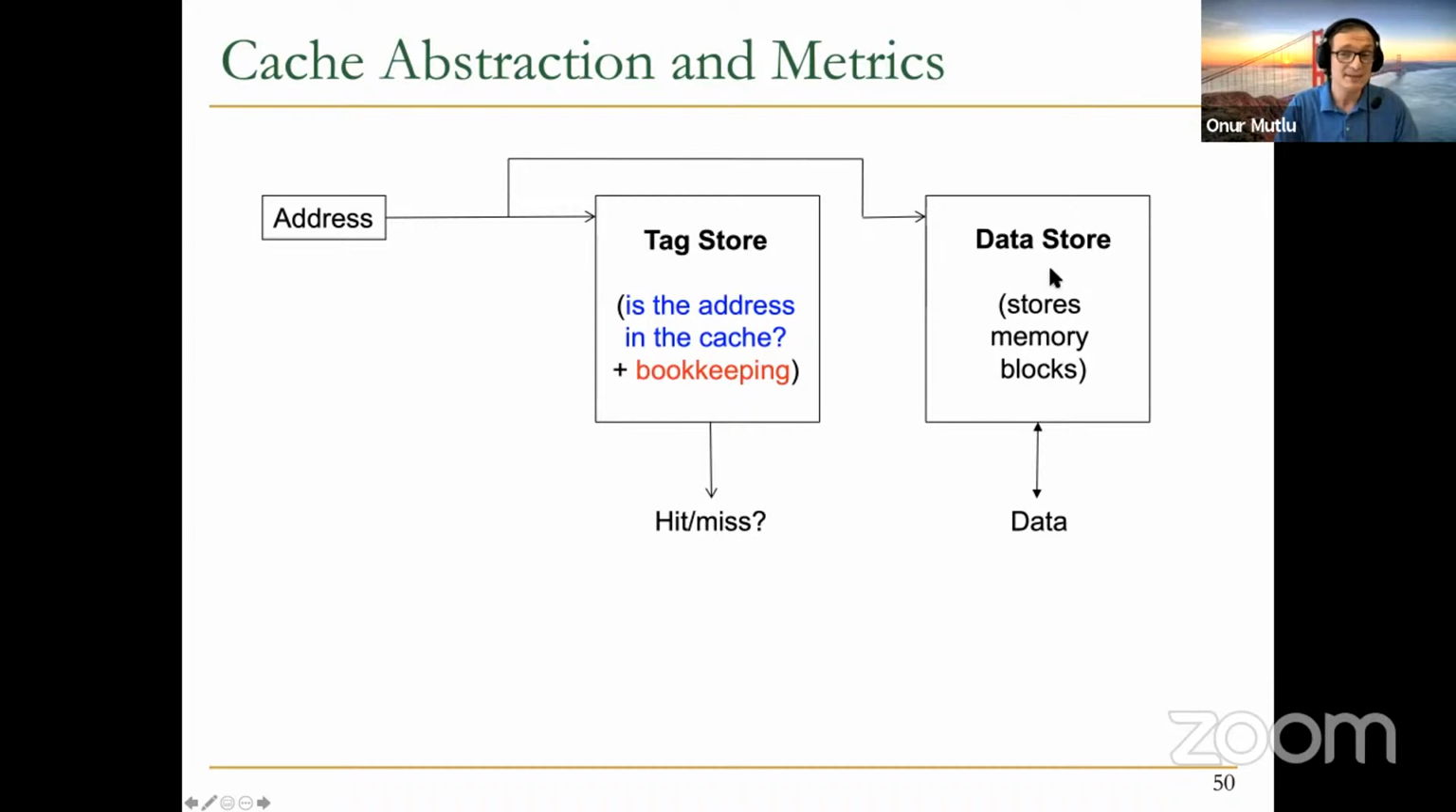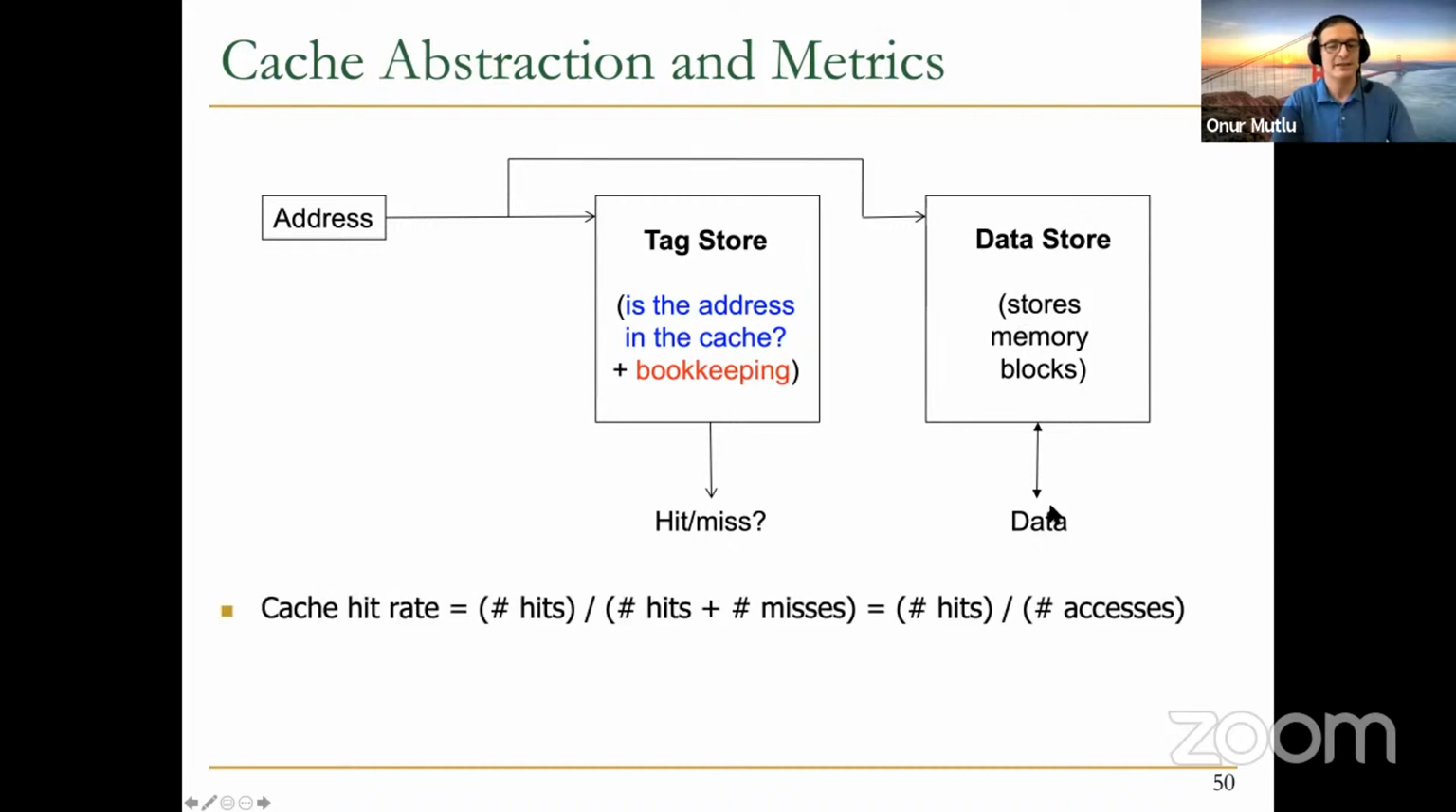And if the answer is yes, while you're indexing the tag store, you may actually be indexing the data store, and the data store gives you the data associated with the tag metadata. Okay, so data store just stores memory blocks. Now, there are also interesting questions that we will discuss. Do you need to access them concurrently? At L1 caches, usually yes, but maybe at L3 caches, you may access them serially, right? Okay, we're going to talk about that as well. But at this point, the abstraction is that tag store is the metadata that gives you the hit or miss signal, and data store gives you the data itself.